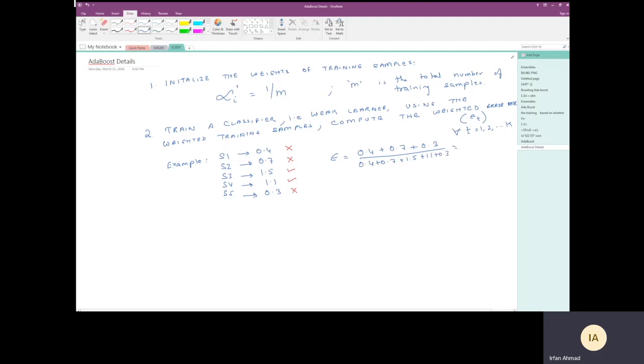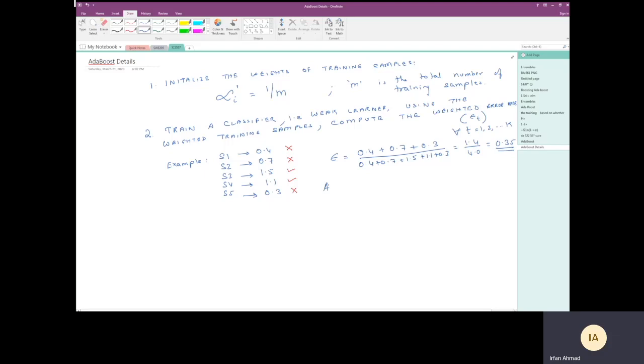The numerator is 1.4, over a total of 4.0. And if you do the calculation, you get 0.35. So this is the error rate of the classifier, although it misclassifies 3 of the 5 points. Why is this error rate lower than it would be if all samples had the same weight?